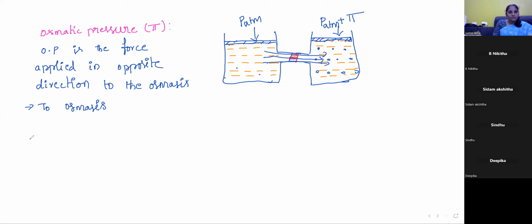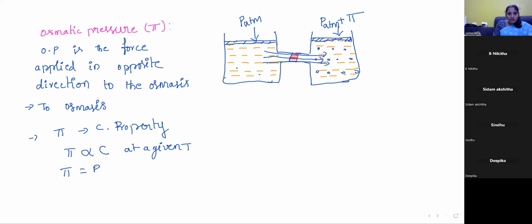osmotic pressure is a colligative property. Osmotic pressure is a colligative property. It is directly proportional to the concentration of the solution at a given temperature. Listen. So, if you remove this proportionality, pi equals C R T.